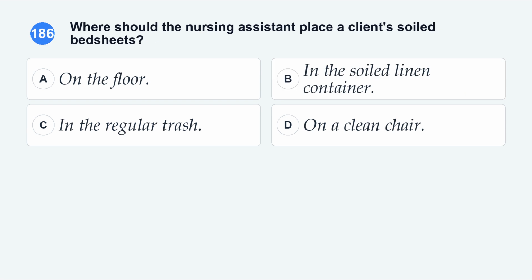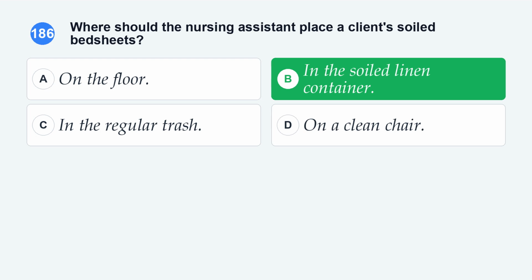Question 186. Where should the nursing assistant place a client's soiled bedsheets? Option A. On the floor. Option B. In the soiled linen container. Option C. In the regular trash. Option D. On a clean chair.